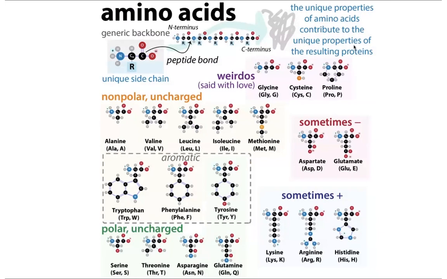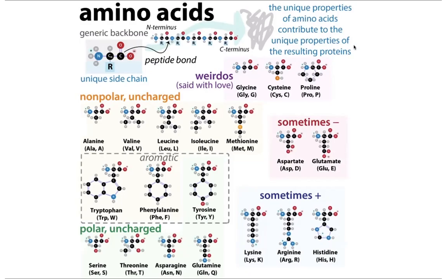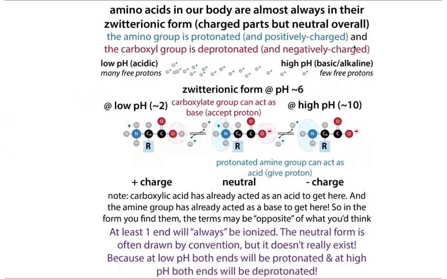First off, let's talk about just the basic structure of an amino acid. It's named because it has an amino group and a carboxylic acid group. Except normally this carboxylic acid group is going to be in its carboxylate form, so it's been deprotonated.